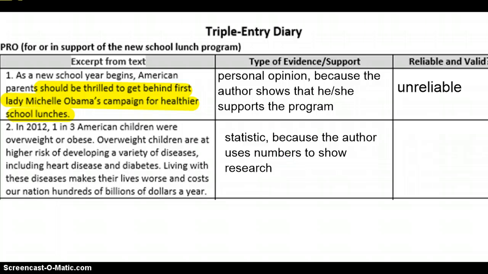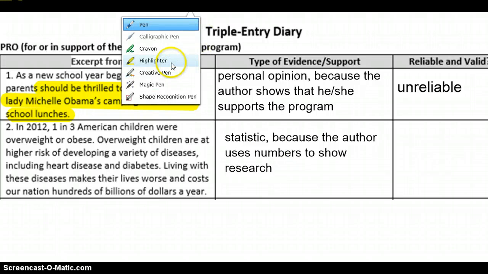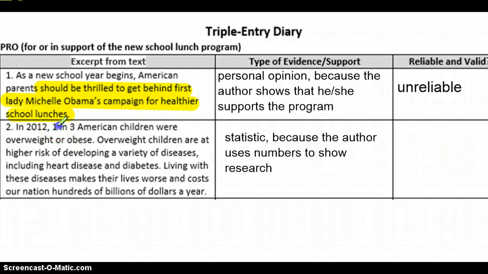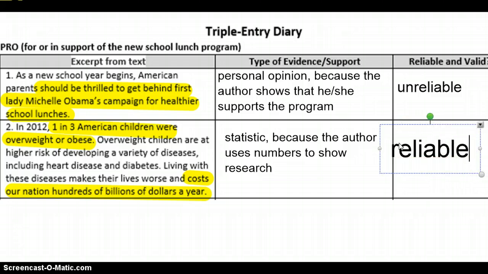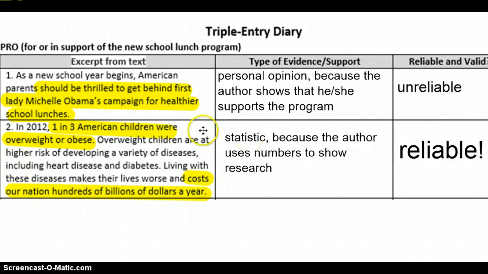Then I want to highlight the numbers. It says 1 in 3 American children were overweight or obese. Then down here, costs our nation hundreds of billions of dollars a year. Unlike personal opinions, statistics are reliable. So this is the author's strongest piece of evidence so far, I think.